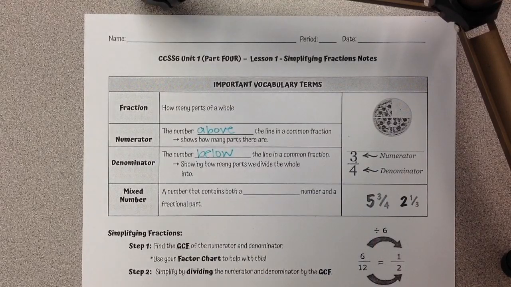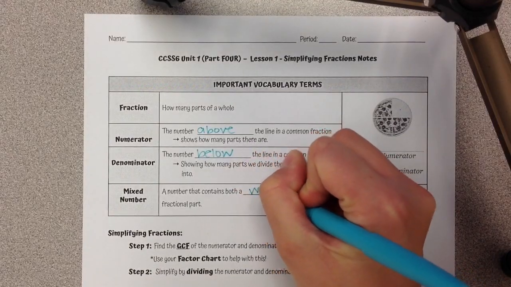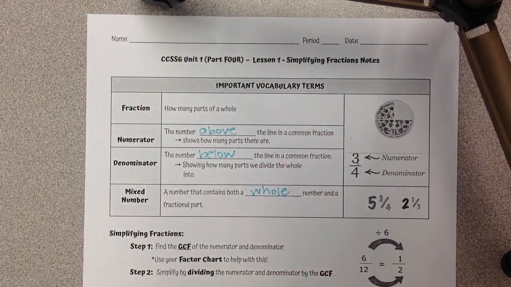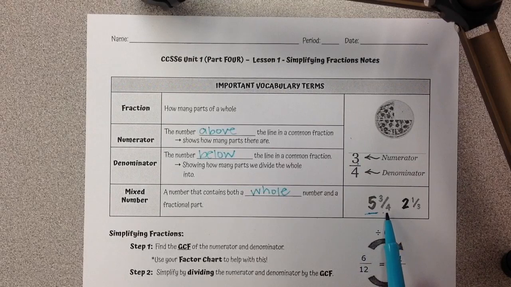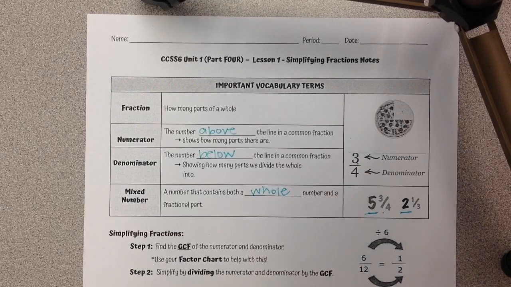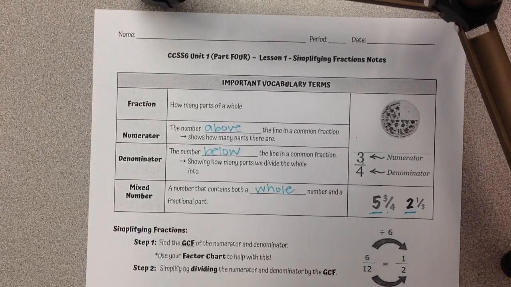Okay, our last vocabulary term is mixed number. And a mixed number is a number that contains both a whole number and a fractional part. So for example, 5 3/4, our 5 is the whole number, and our fractional part is 3/4. 2 1/3, 2 is that whole number, 1/3 is the fractional part. Okay, so we will be referring to these terms throughout the unit.